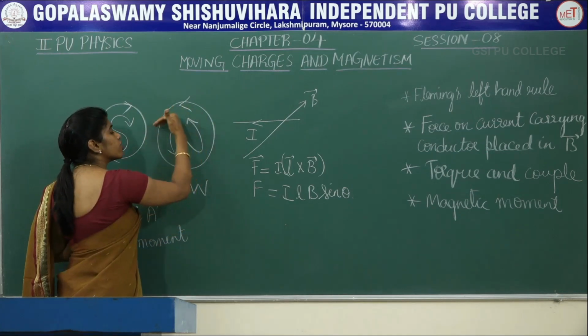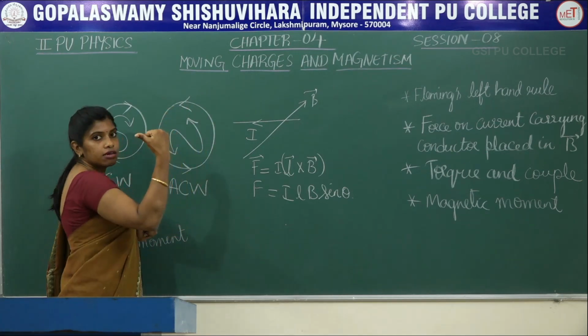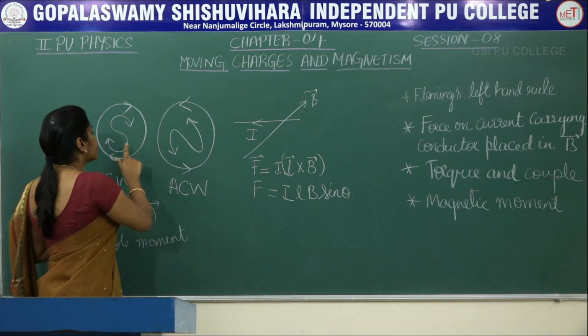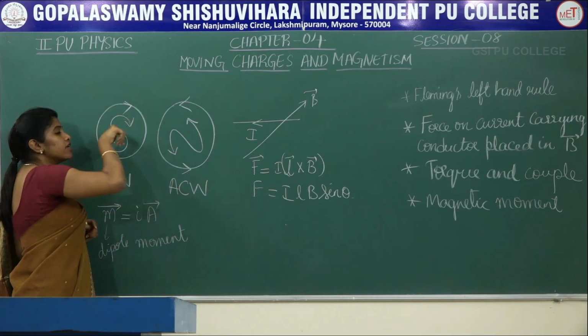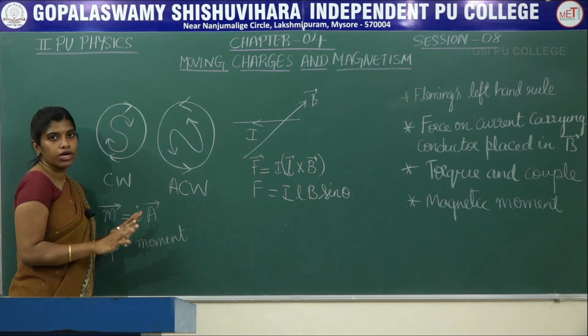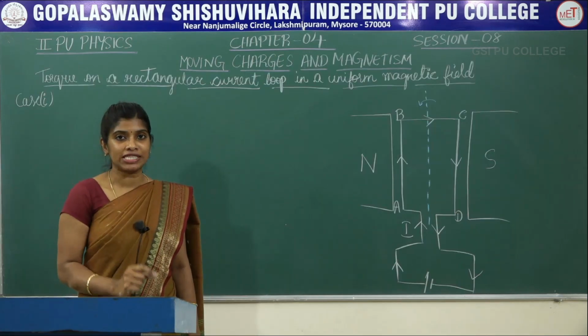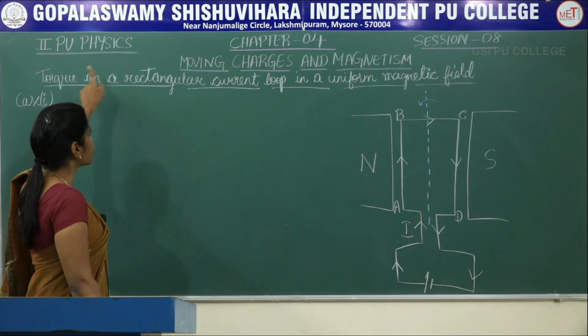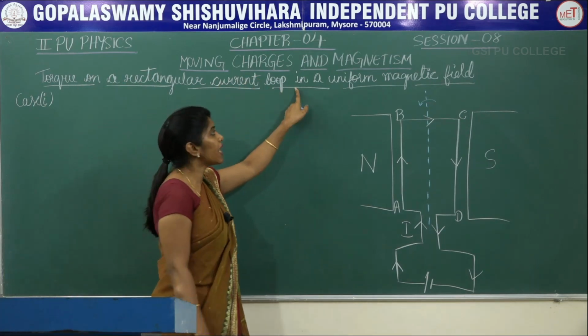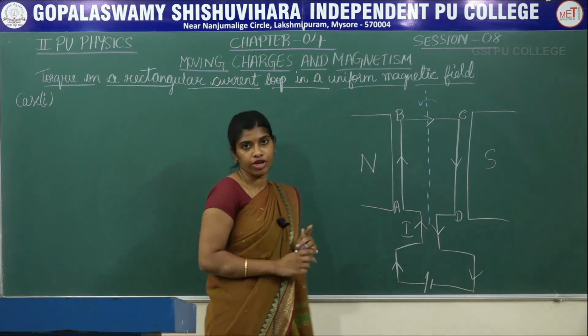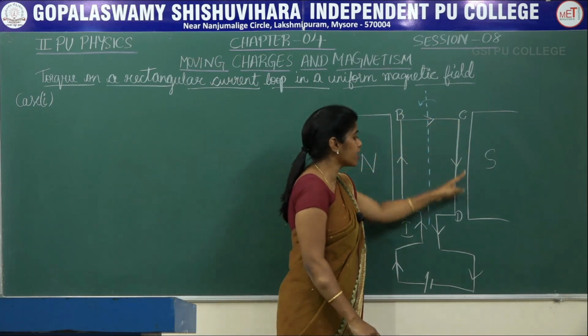So if the direction of the current is this way, then the dipole moment will be outwards, and if the direction of current is this way, then the dipole moment will be inward. So the topic I am going to discuss today is the torque on a rectangular current loop placed in a uniform magnetic field. So I have this rectangular current loop.